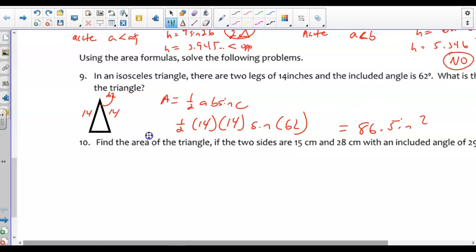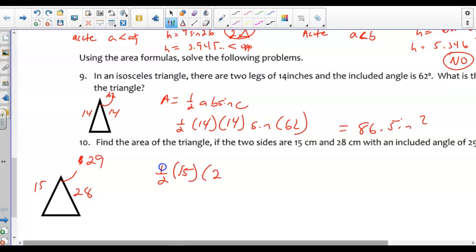All right. For this one, find the area of a triangle. The area of the triangle, we have two sides, 15 and 28, and the included angle of 29. So what that gives us is 1/2 times 15 times 28 times sine of 29, which is 101.8 inches squared.